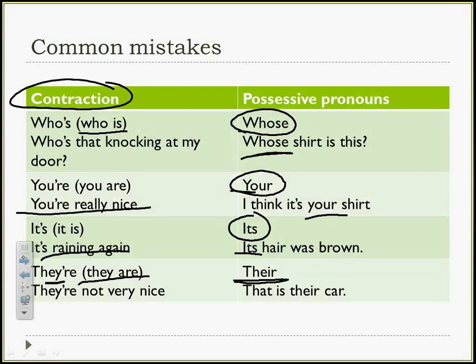The same thing with this one. You can't put they are in there, right? You can't say that is they are car. So you don't need the contraction. You need the possessive pronoun there.